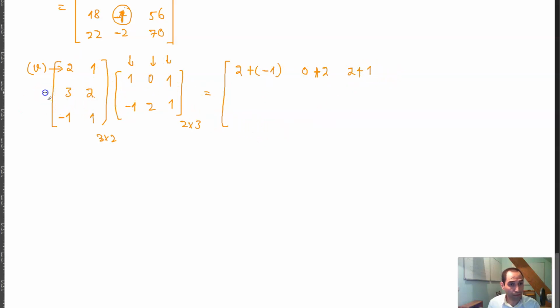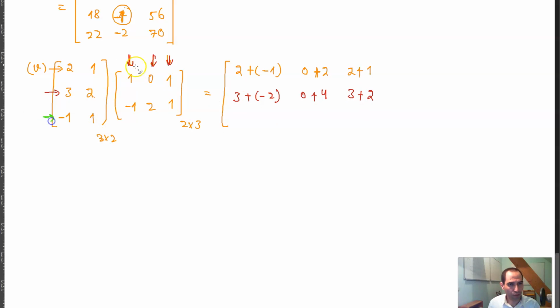Then you have this column times this row times this column. 3 times 1 is equal to 3. 2 times negative 1 is equal to negative 2. 3 times 0 is equal to 0. 2 times 2 is equal to 4. And this column is 3 times 1 is equal to 3. And 2 times 1 is equal to 2.